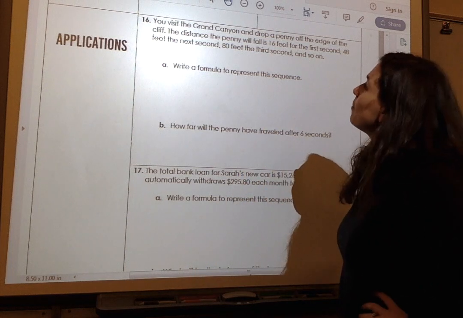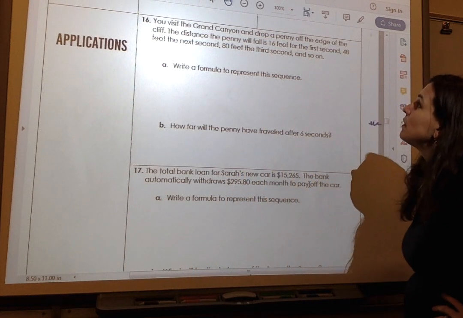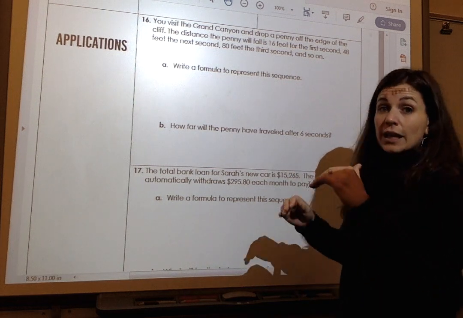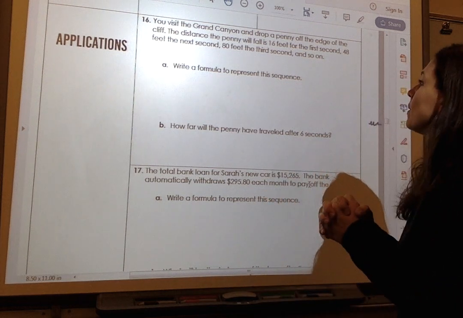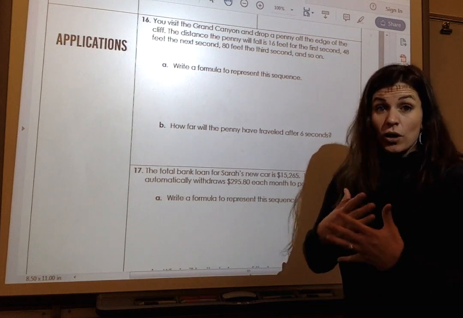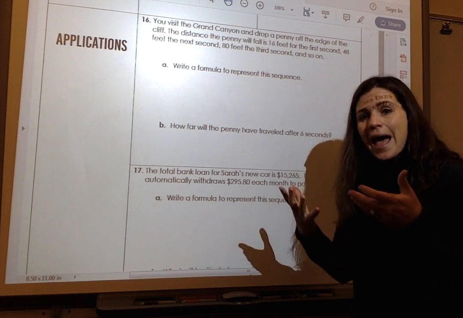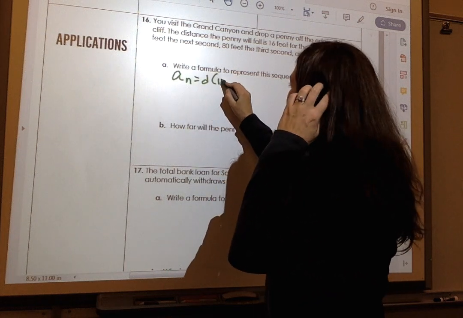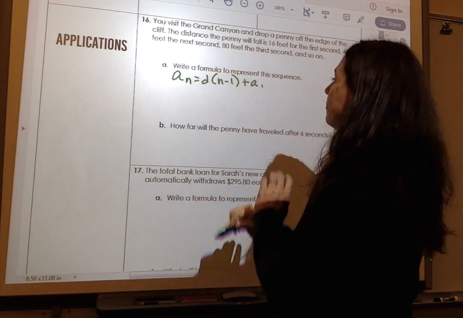So anyway, the distance the penny will fall is 16 feet for the first second, 48 feet the next second, 80 feet the third second, and so on. Write a formula to represent this sequence. So I'm looking for my formula. So let's look at the pattern here. Remember, my formula says an equals d times n minus 1 plus a1.